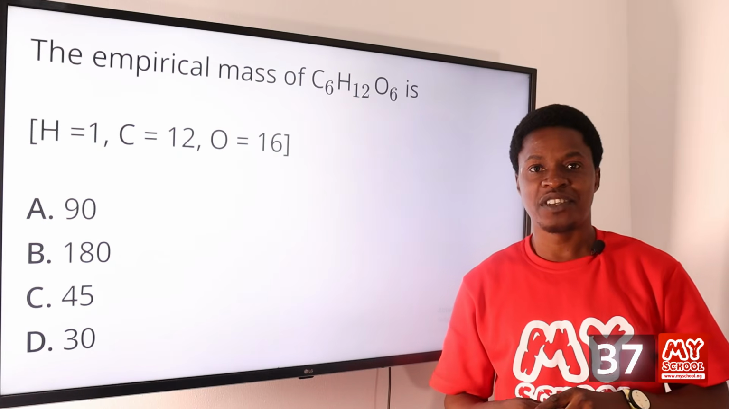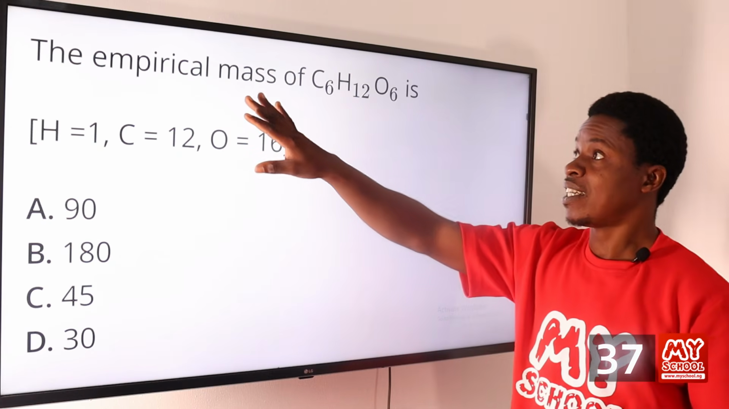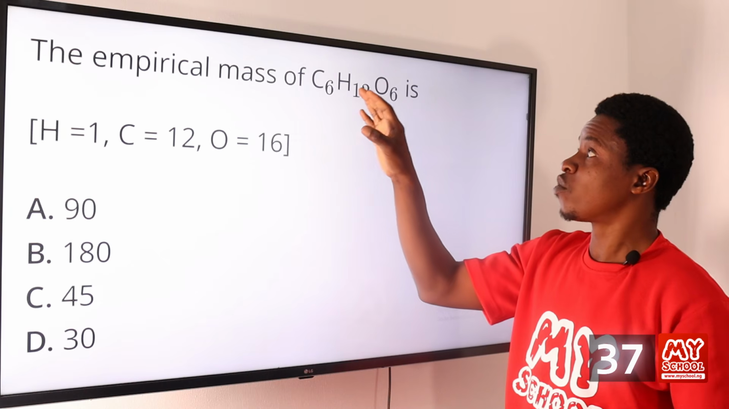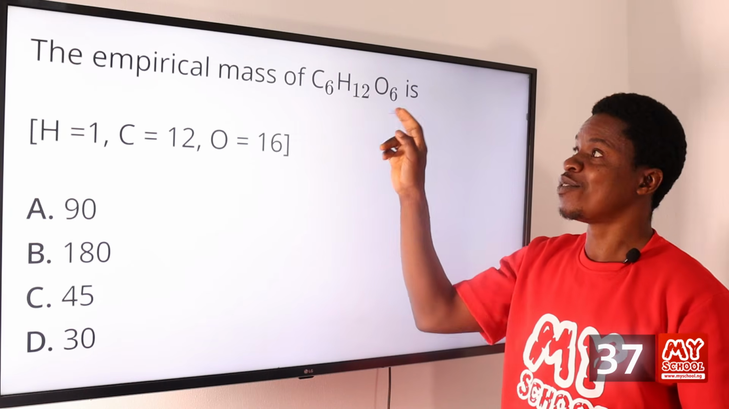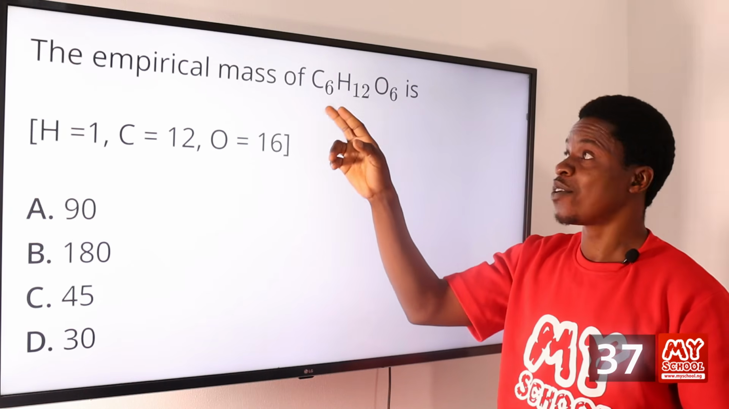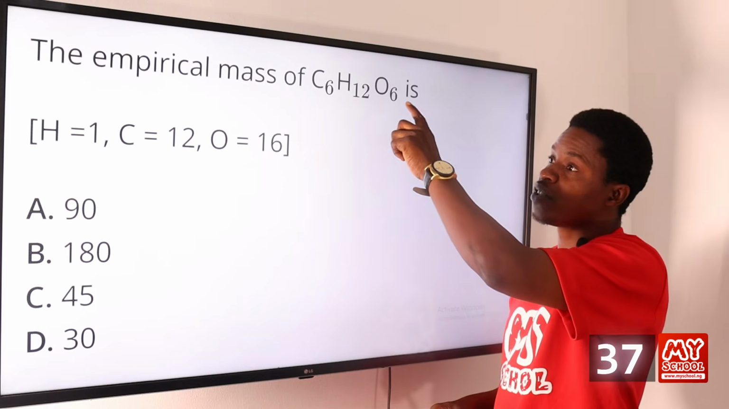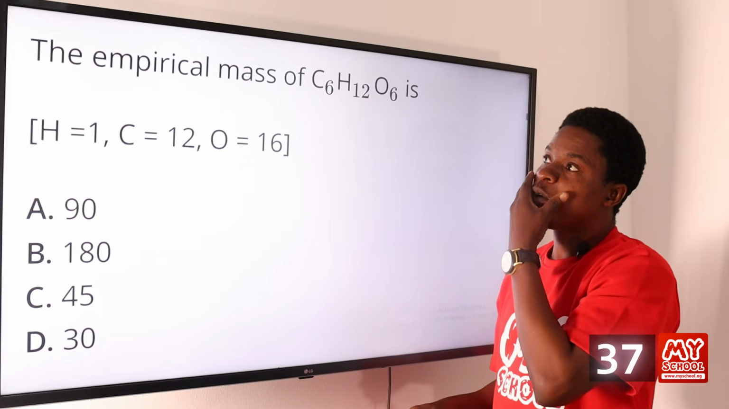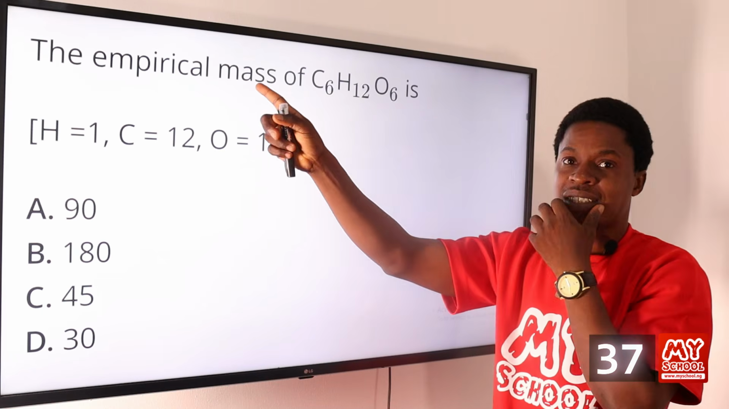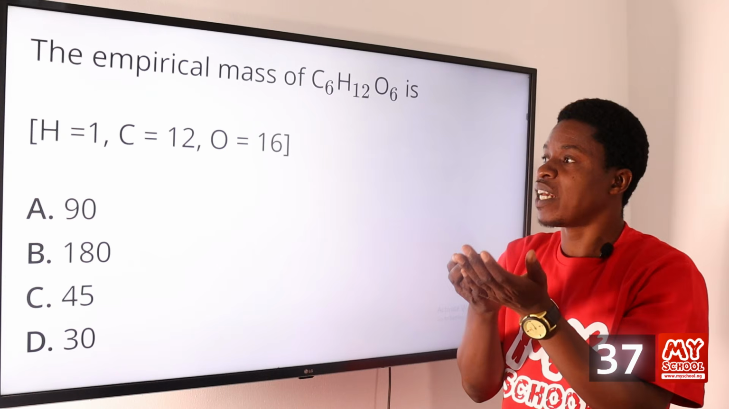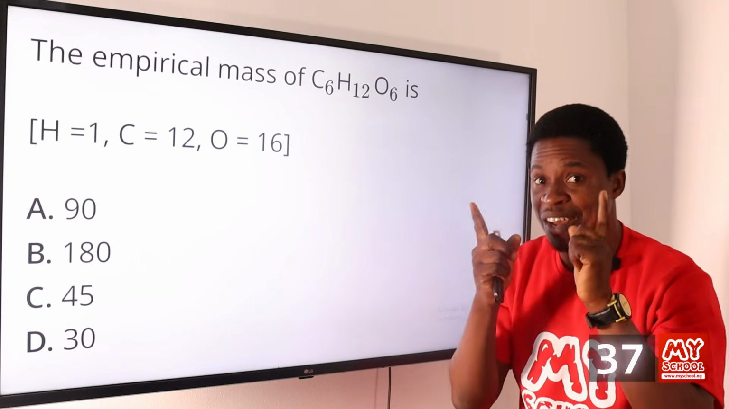Now let's move on to question number 37. The empirical mass of C6H12O6, this is a monosaccharide. Remember, we used this for the formula of fructose before. Glucose also has that formula, monosaccharide. C6H12O6. Now, when we talk about empirical mass, we get our empirical mass from the empirical formula. We need to know the empirical formula first.